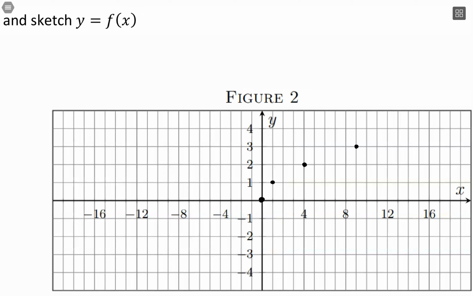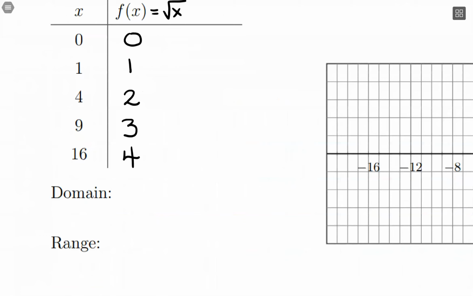9, 3, 16, 4. Now what I'm going to do is connect these, and it's going to be curved, so I'm going to connect them with a smooth curve. It's going to continue on. Now, I don't have anything being graphed over here, so it just starts right here at 0, 0, and then goes off to infinity. So for the domain, starts at and includes 0, and then goes off to positive infinity.